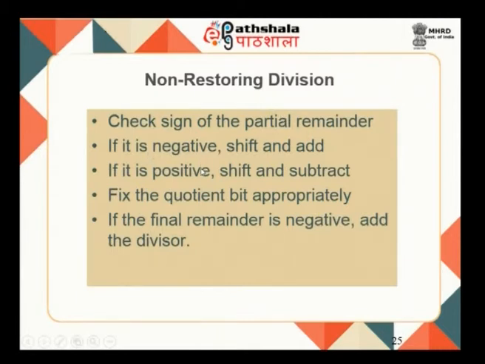If the partial remainder is negative... but the first case is, you will always have to bring in the first bit of your dividend. So, first of all bring in the dividend, do a subtraction operation, and then you are going to get a positive or a negative result. So, if the result is negative, just do a shift and add and generate a quotient bit of 0. If the result is positive, do a shift, that is a left shift, and a subtract and generate a quotient bit of 1.